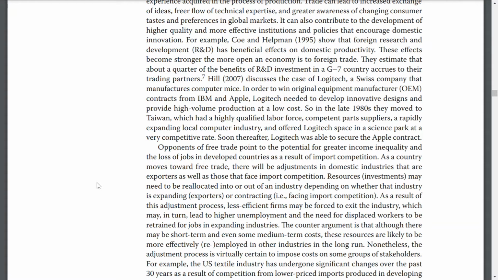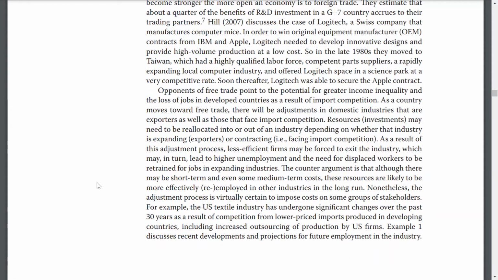Opponents of free trade point to the potential for greater income inequality and the loss of jobs in developed countries as a result of import competition. As the country moves towards freer trade, there will be adjustments in domestic industries that are exporters, as well as those that face import competition. Resource investments may need to be reallocated into or out of the industry depending on whether the industry is expanding or contracting. As a result of the adjustment process, less efficient firms may be forced to exit the industry, which may in turn lead to higher unemployment and displaced workers needing to be retrained for jobs in expanding industries.